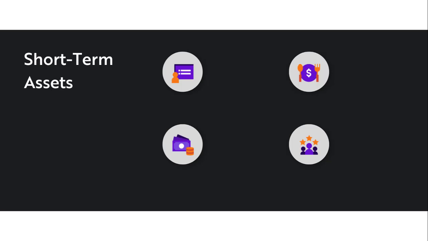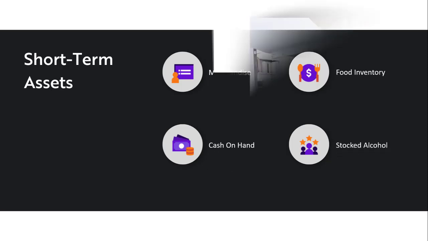Now, not every restaurant classifies short-term assets the same, but here's a good benchmark to follow. Short-term assets are any asset that will convert to cash within the next 12 months. This includes cash, but also inventory and accounts receivable. So some examples might include merchandise, cash on hand, your food inventory, and your stocked alcohol.